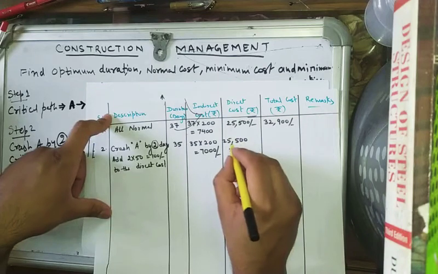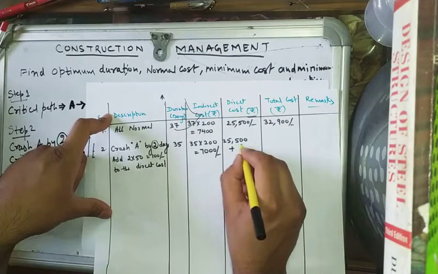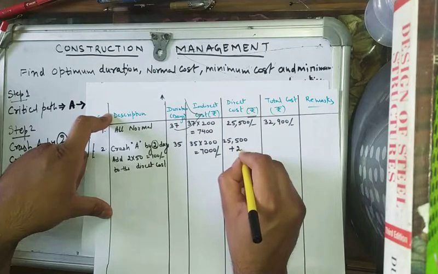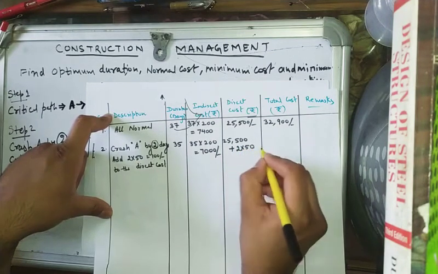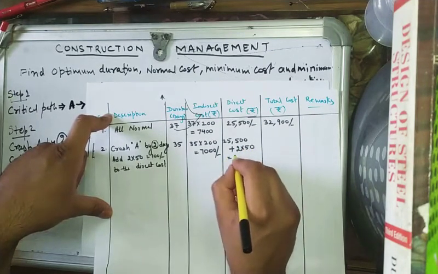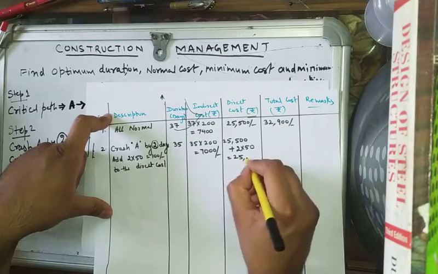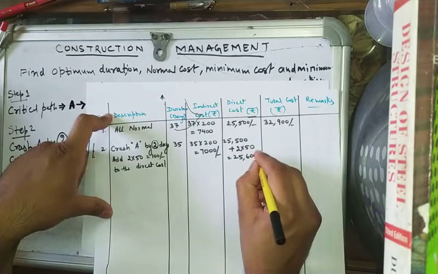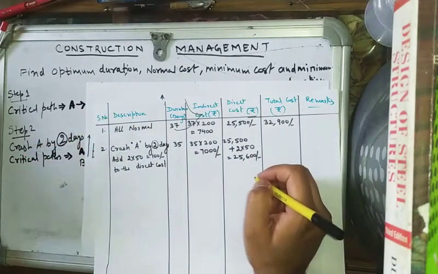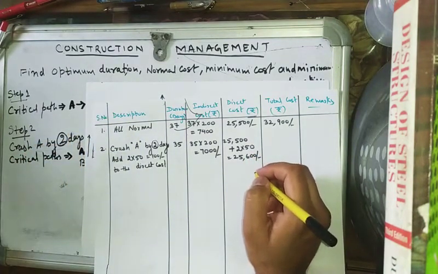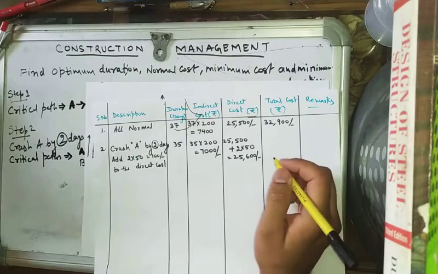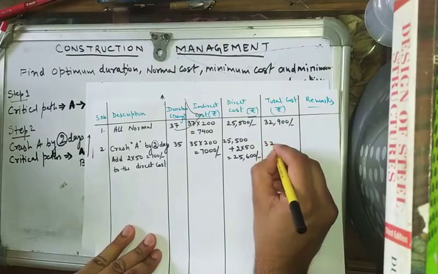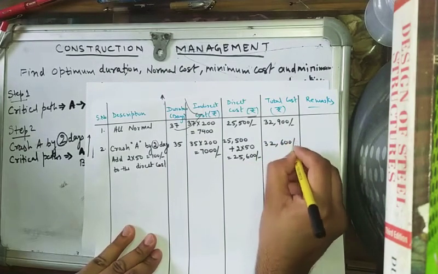Now it will be 25,500 plus 2 into 50, which will be 25,600. So total cost will be 32,600.